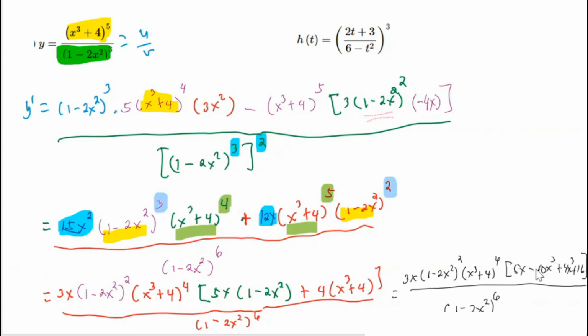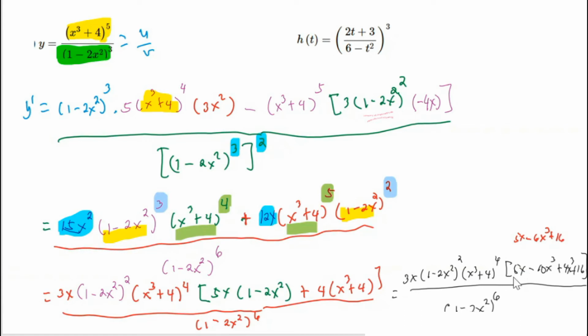I'll start first with 5x. There's no common term, so we just write here 5x, and then negative 10x cubed plus 4x cubed is equal to 6x cubed, and then the last term now is 16. So if you want to write the final answer, instead of writing this one, you can have another step as your final answer.